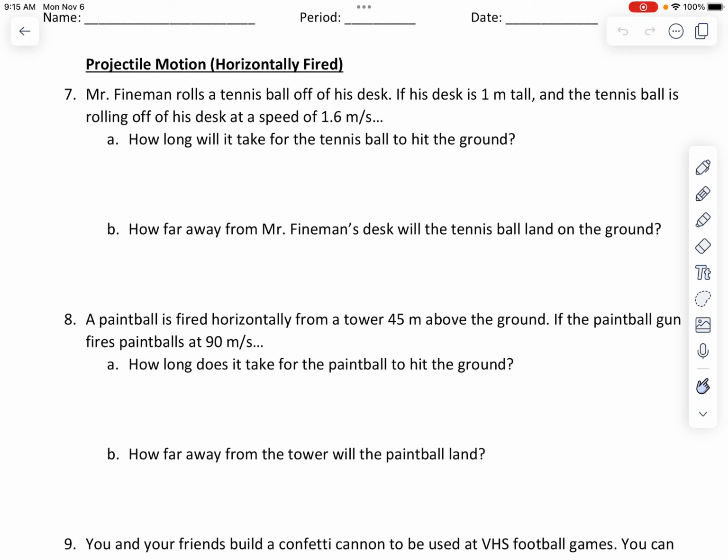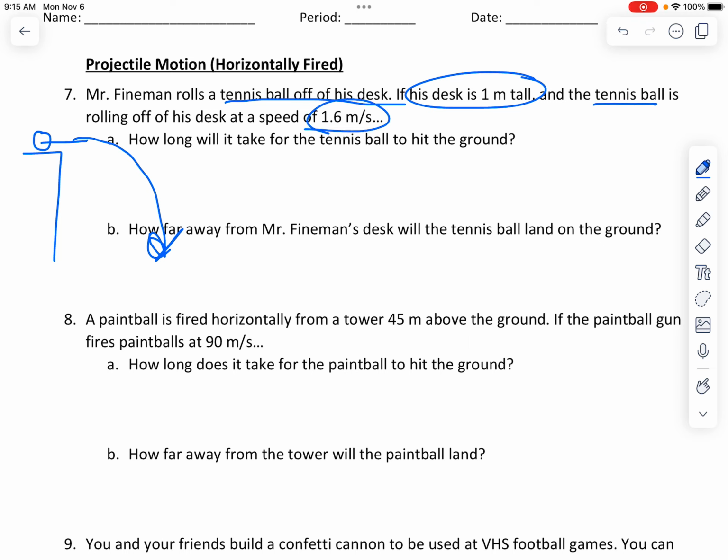This one says, tennis ball off the desk. Desk is a meter high, so if you were to draw that, you got this ball coming horizontally off of that. Obviously, it's going to drop to the ground. And the tennis ball is rolling off the desk at 1.6 meters per second.